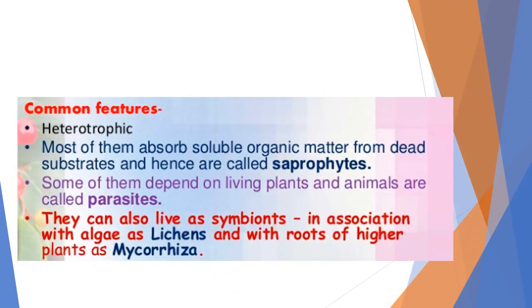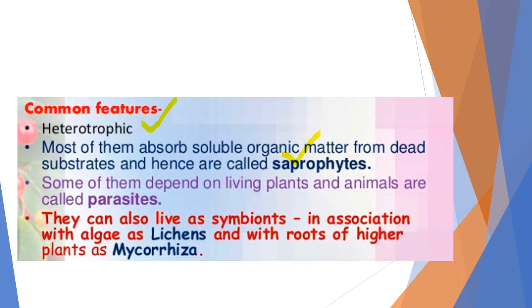Now, what are the common features of the fungi? These are all about general features. So already we discussed this: fungi are heterotrophic organisms because they are achlorophyllous. They lack the chlorophyll, so they can't do photosynthesis. So they are heterotrophic. Now, another one, many of them are saprophytes. We know the meaning of saprophytes. What are saprophytes? They are the organisms that depend upon other organisms. From the dead substrate, they absorb their nutrient material.